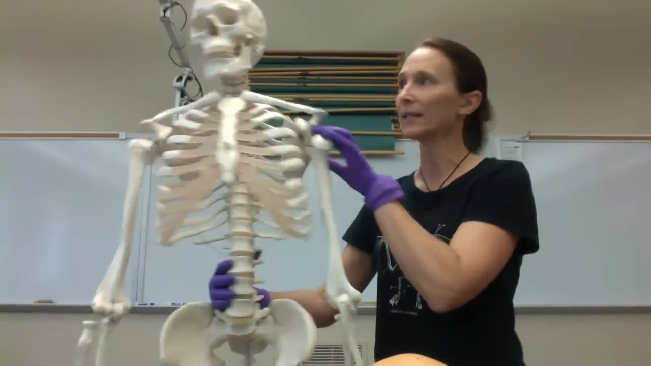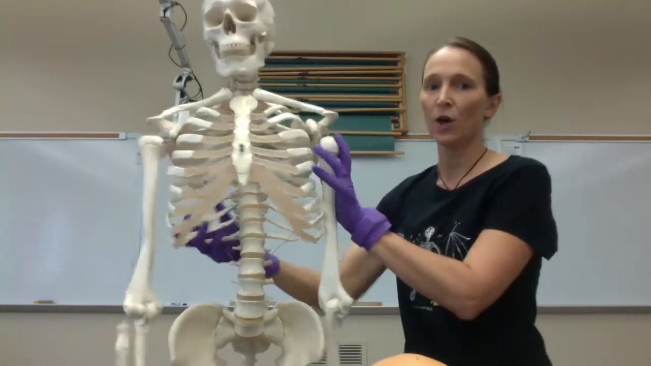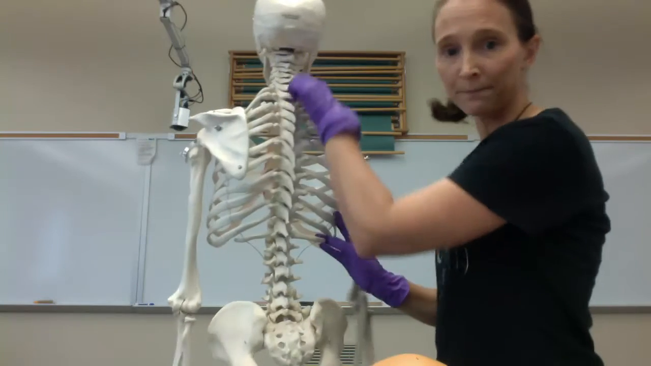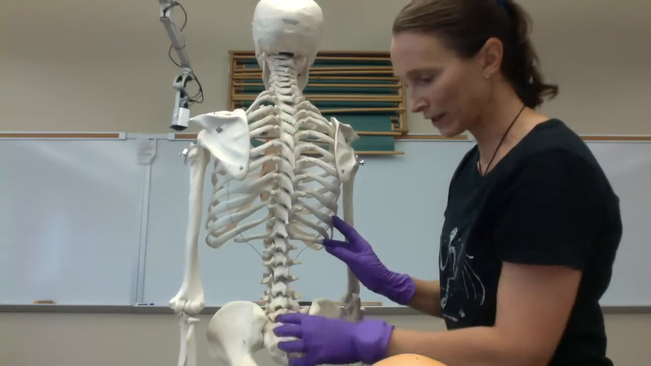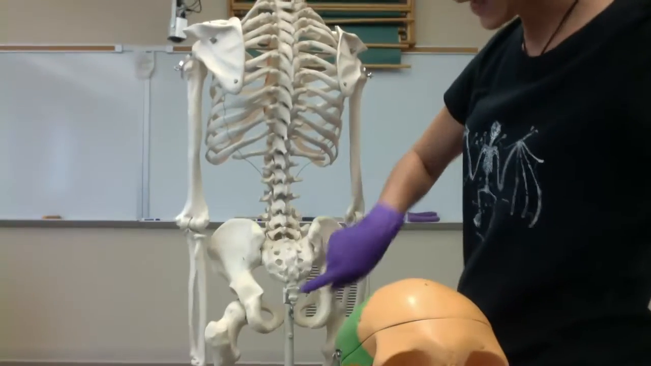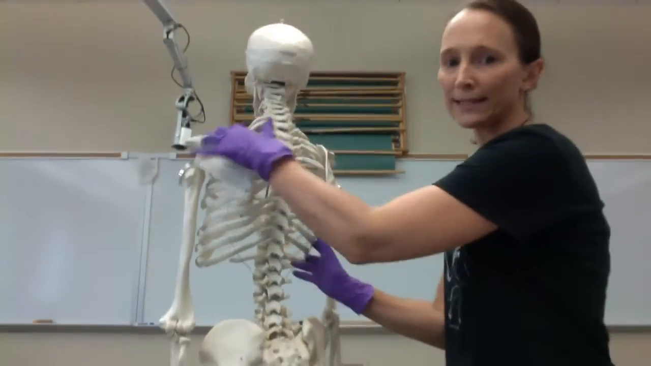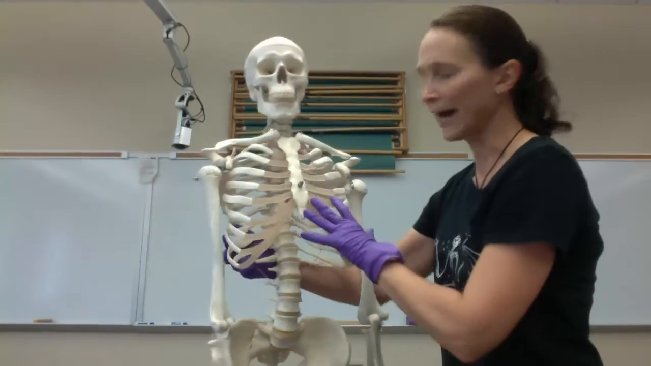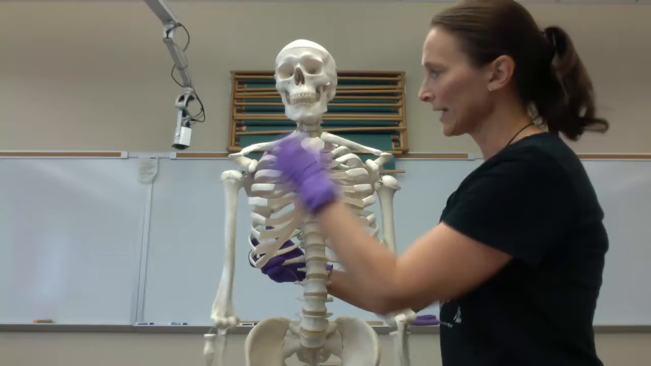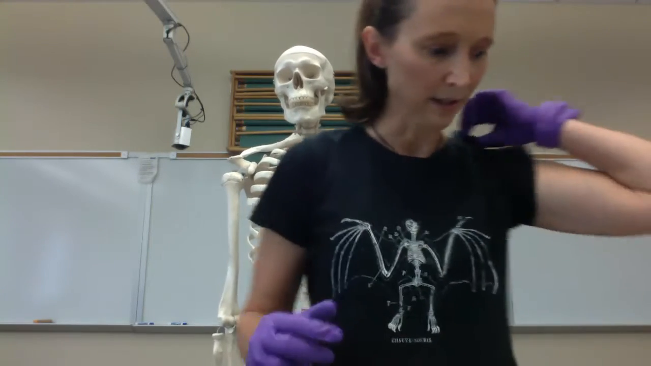The axial skeleton is going to be the skull. It's going to be the vertebral column, all the way down, including the very bottom bone here, called the sacrum, and the coccyx. And then it's also going to include the thoracic cage. So you're going to have the ribs here, and then the sternum. So that's going to be the axial skeleton.